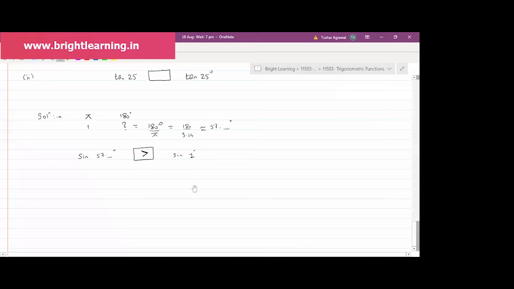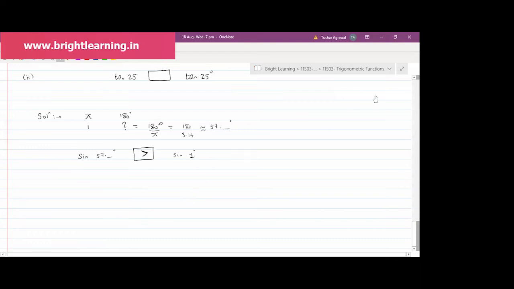How will you calculate sine 25? Even I don't know up till now how to calculate sine 25. Using the table, we can calculate, the trigonometric tables and log tables that we have. But orally, some mathematical functions and all, we cannot do it. Even I cannot do it up till now.